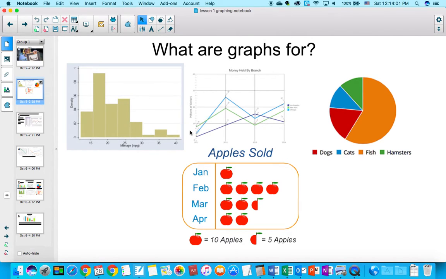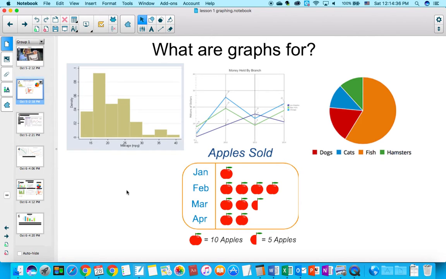And then we have apples sold here, and we have different line graphs showing the change over time in years. We also have, let's just say, preference to certain pets, and we have fish and dogs and cats and hamsters. This is a pie chart that shows people's preference. And we also have a pictograph showing similar information to the line graph, but using pictures rather than lines.